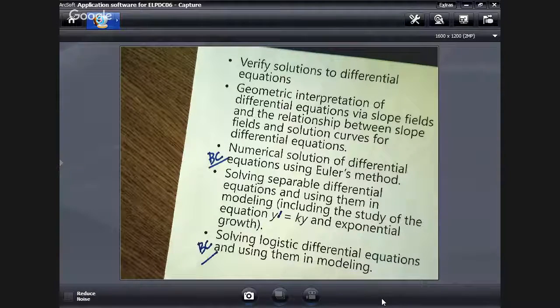If you think about it, you have to be able to experience differential equations numerically using Euler's method, geometrically using slope fields, and algebraically by actually solving them using the method of separating variables.